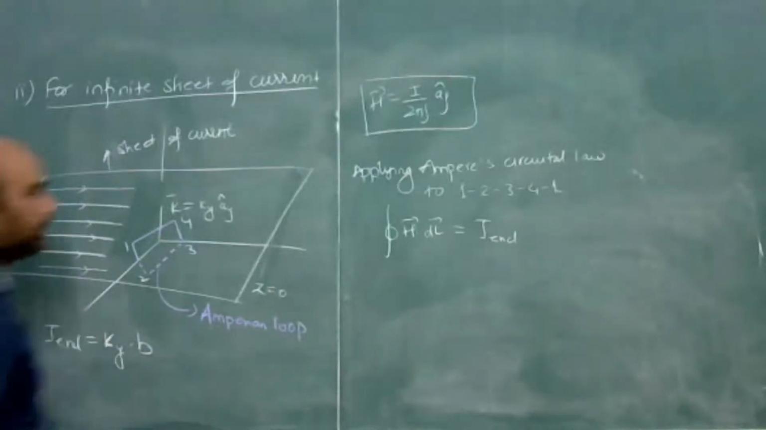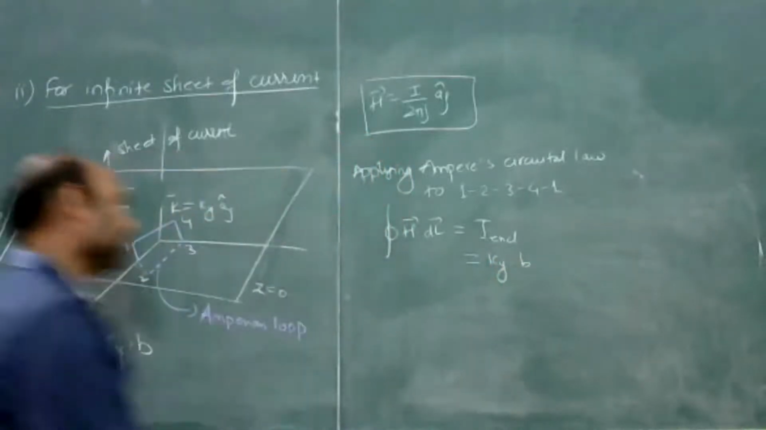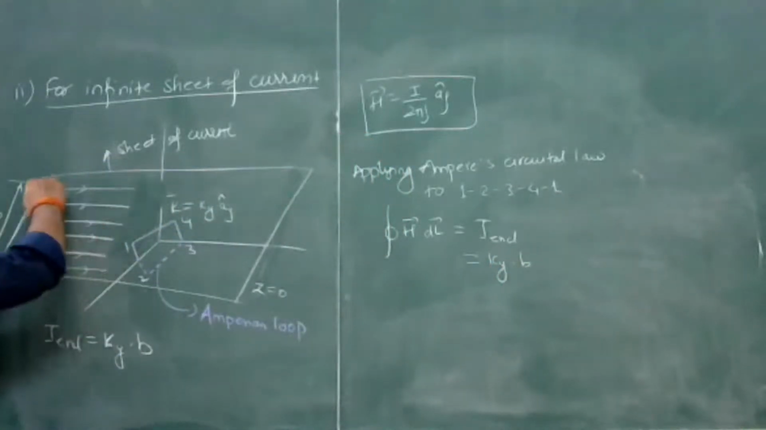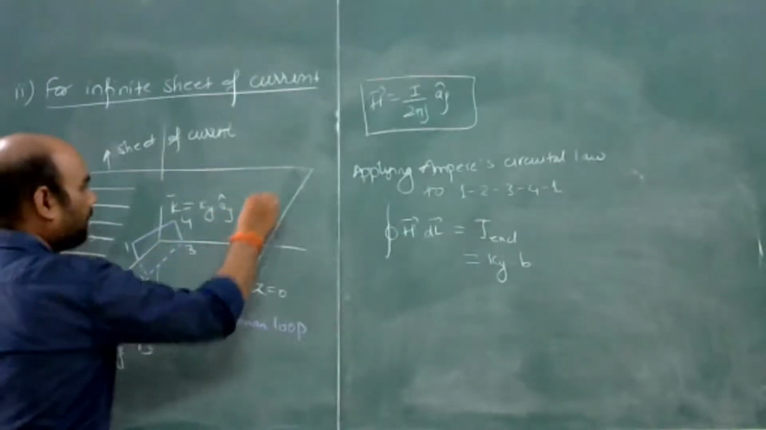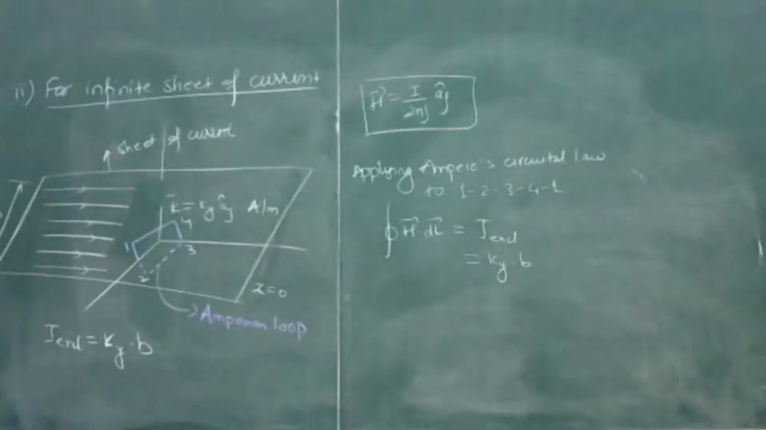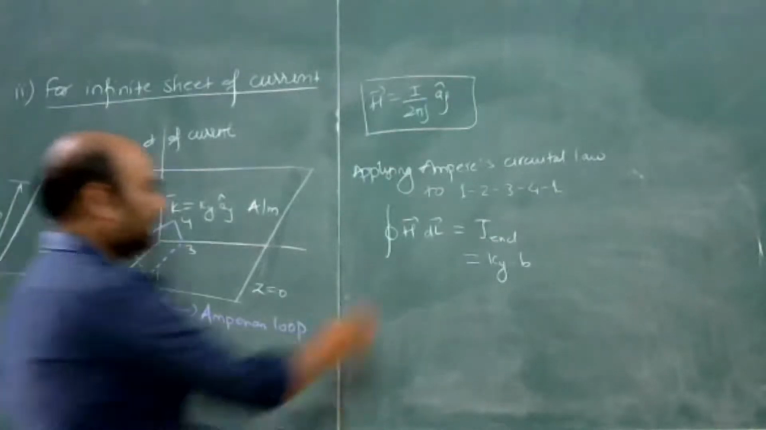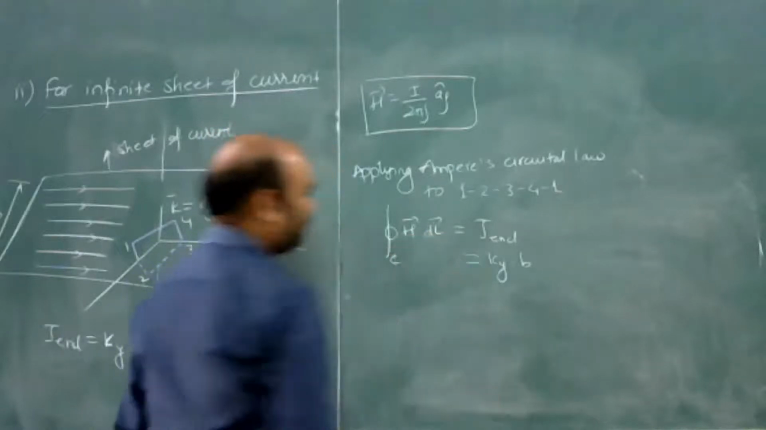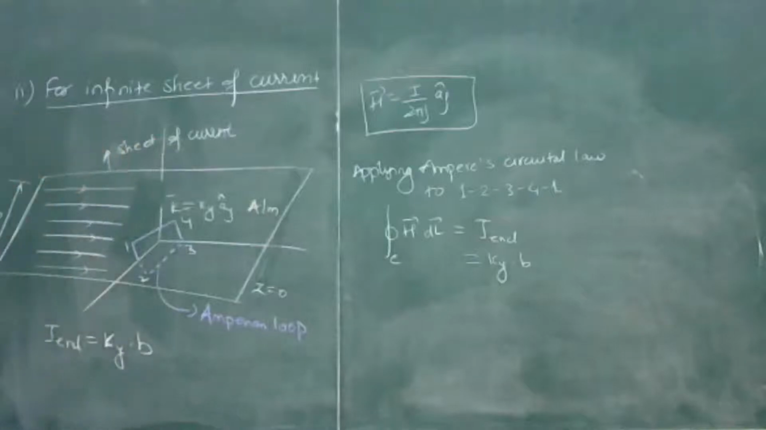So I enclosed will be equal to K y into b. If you multiply K y with the breadth, you will get current. K is ampere per meter, so if we multiply by the breadth along which this current is flowing, you will get I enclosed. So the closed line integral of H dot dl will be equal to K y into b, where b is the breadth.